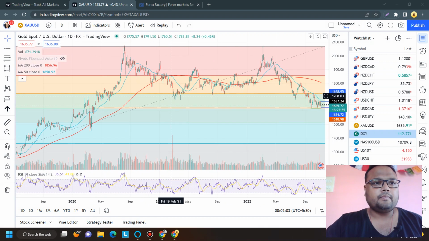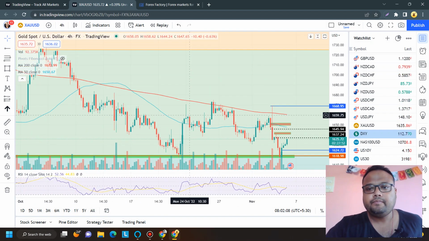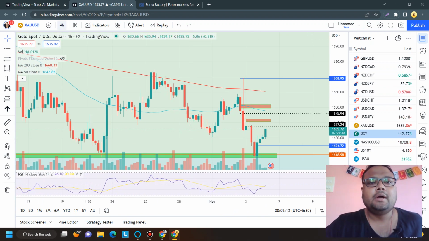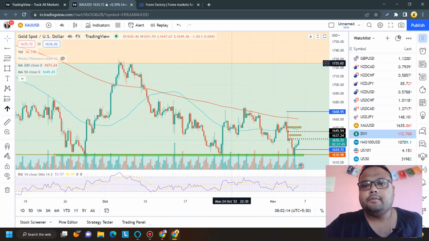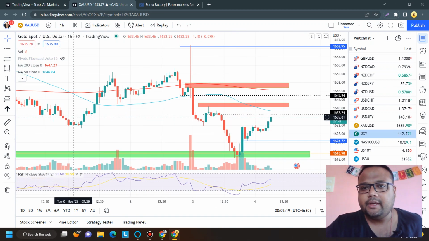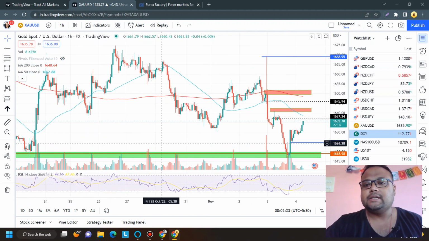Okay, so let's have a look at the chart on the 4-hour time frame. So this is the 4-hour time frame. To understand the chart better, I would like to take you to the 1-hour time frame, and I have also removed the Fibonacci drawing here. So see, this is the 1-hour chart of gold right now. Okay, you will get to see the things better here.